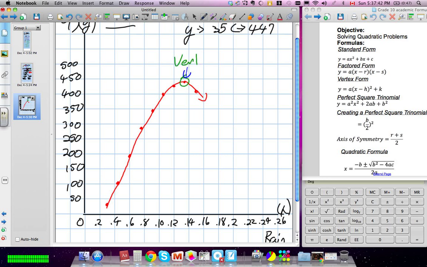So the vertex they've given us is 1.35 and 442, right? Okay. So we have that. That's our x value and our y value. Or in vertex form, it's our h and our k, right? And then you just take one random point from the... Exactly. What random point would you like to use?